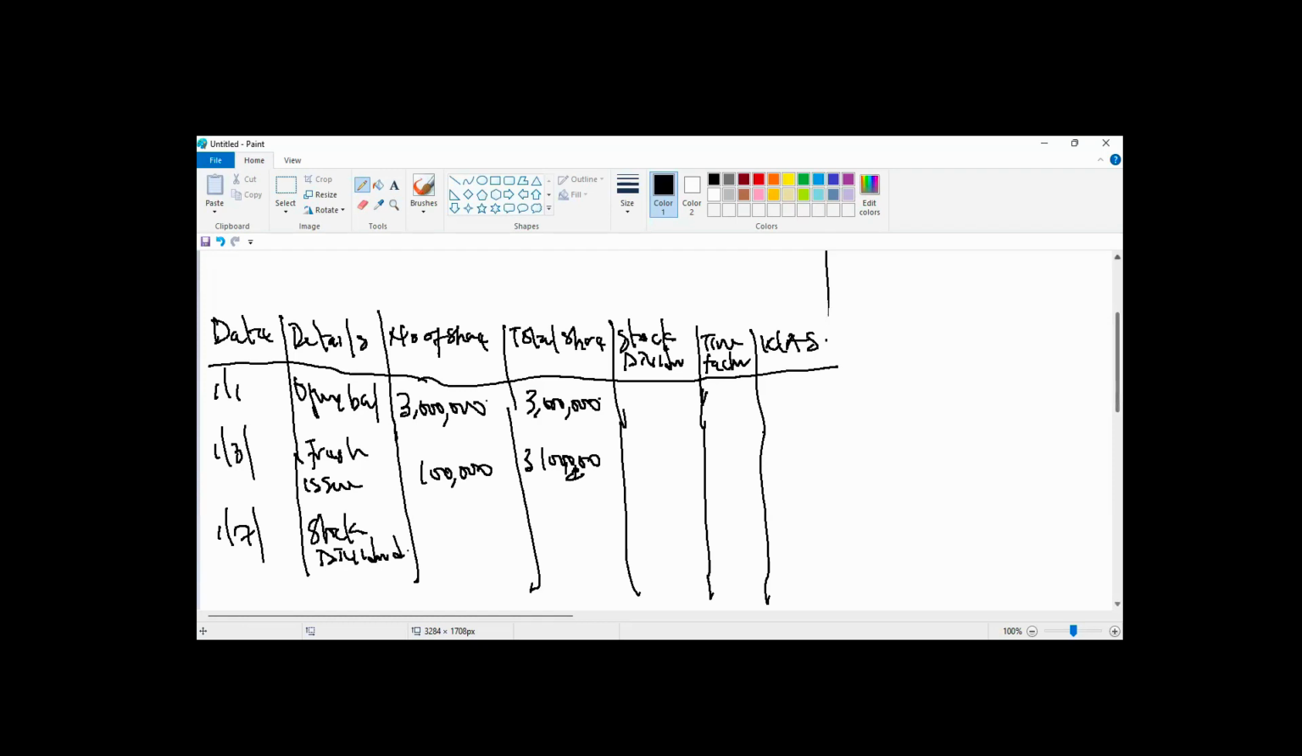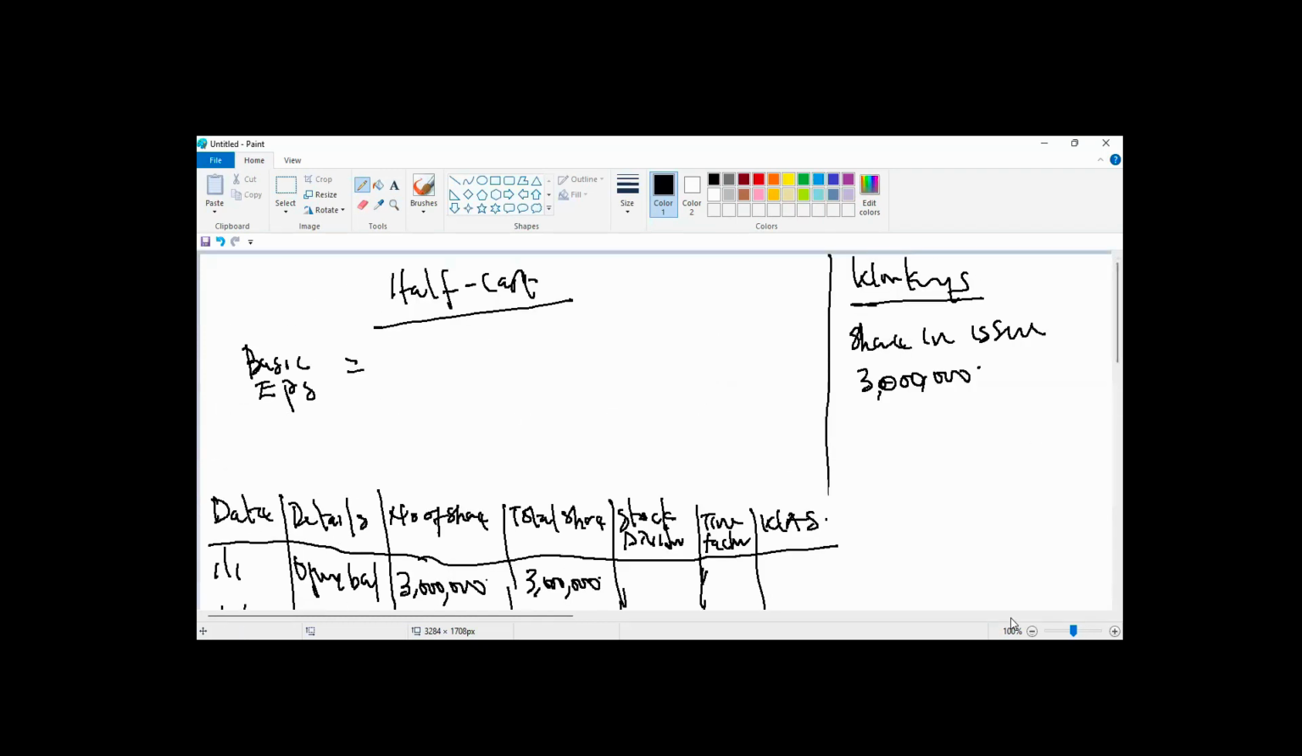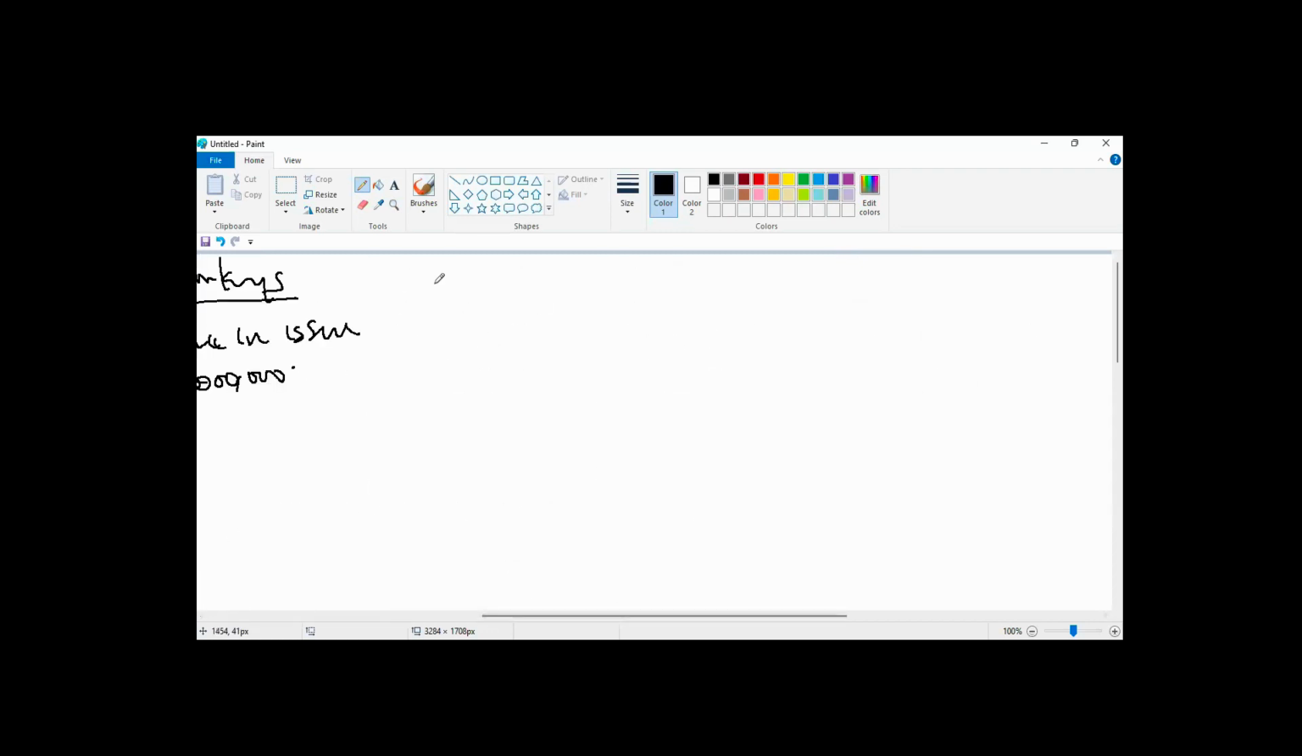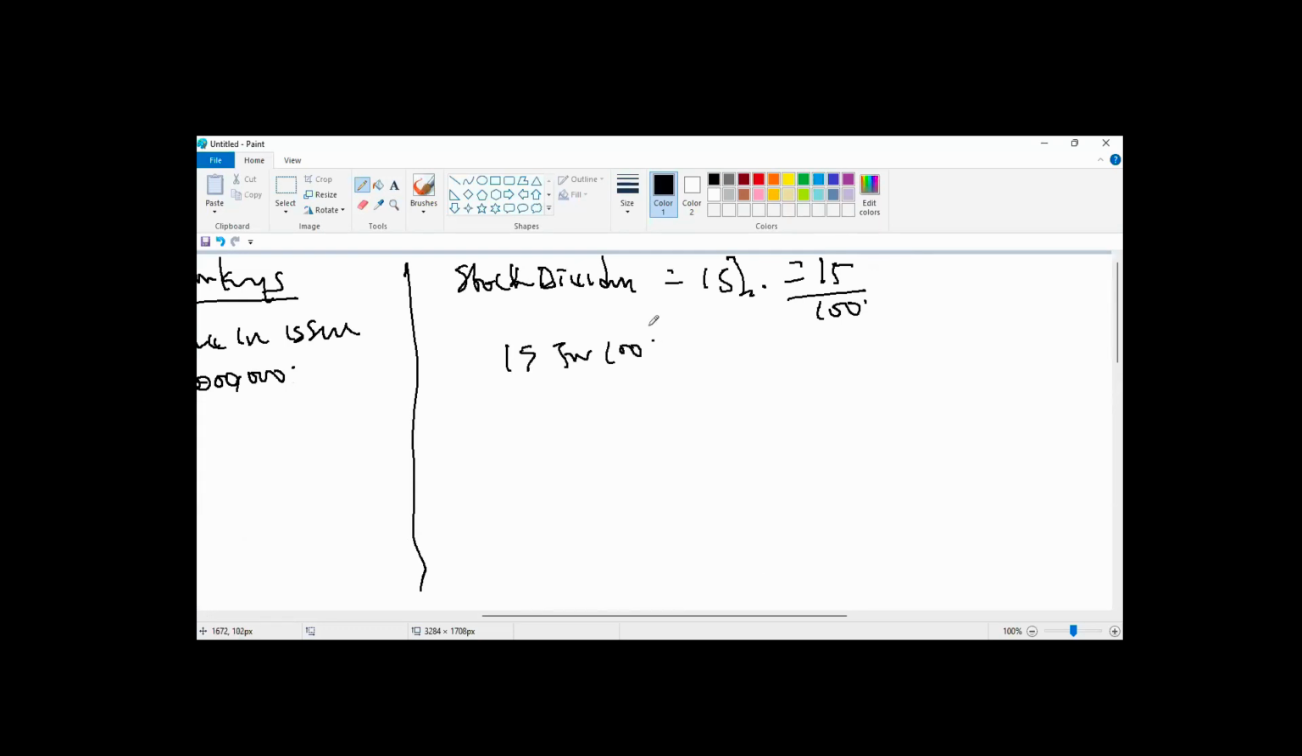What is stock dividend? Instead of shares, the company does not have cash. So let's give you stock dividend. We'll not give you cash. Stock dividend of 15%. 15% equals 15 over 100. That means the question is 15 for 100, just like your bonus issue, because it is free. Stock dividend is given to shareholders free.